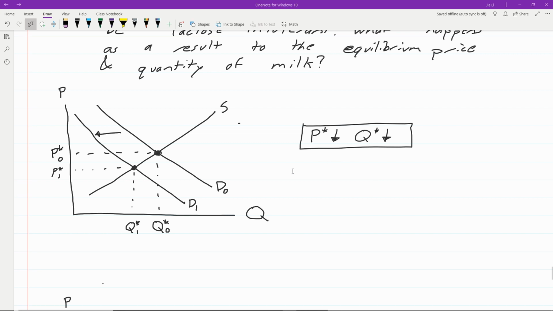If it was a demand increase, it would be different. If it was a supply increase, it would be different still. And if it was a supply decrease, again, that would also be different. So just make sure you break it down and analyze it in this way, and then you can figure out what the overall effect on the equilibrium price and quantity will be, as long as you follow along with these steps.